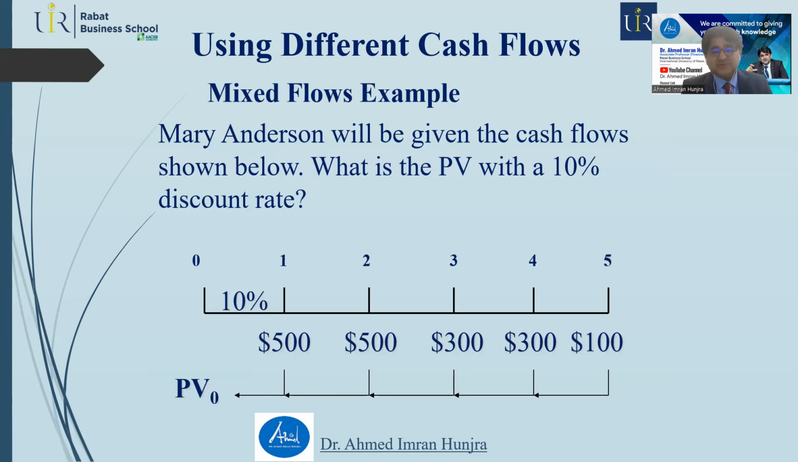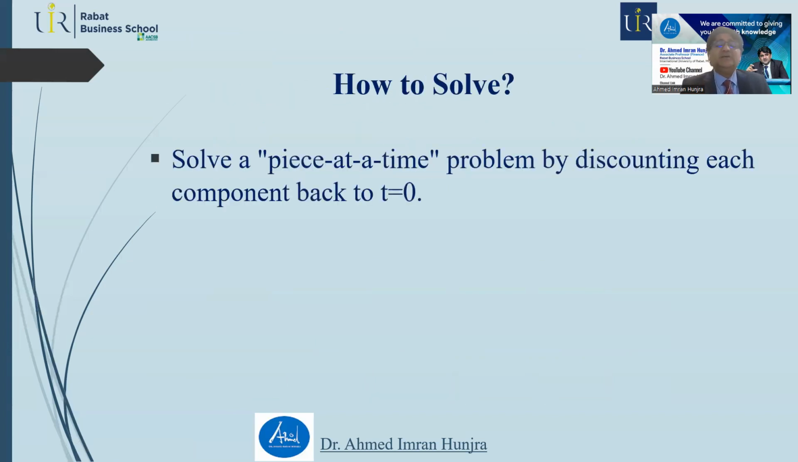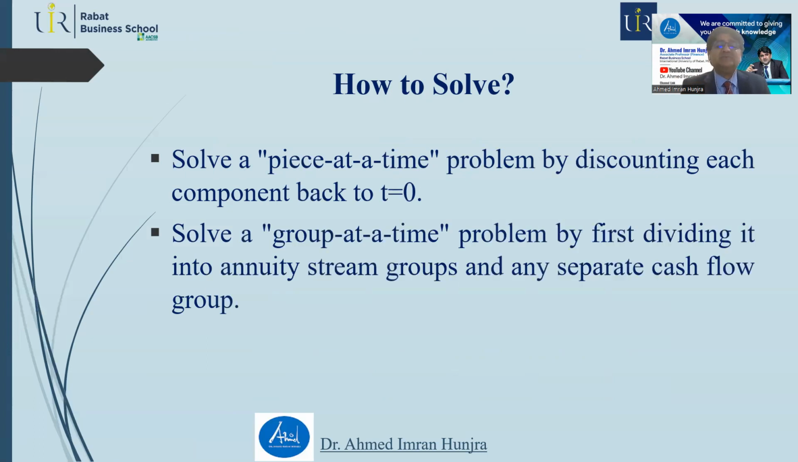One is we can solve each cash flow individually. This cash flow is invested for one time period. If we are going to find the present value, we can use the formula: 500 divided by 1.10 raised to power 1, 500 divided by 1.10 raised to power 2, 300 divided by 1.10 raised to power 3, 300 divided by 1.10 raised to power 4, and 100 divided by 1.10 raised to power 5. The single payment method can be applied. So if we have different cash flows, they can be solved by two methods.